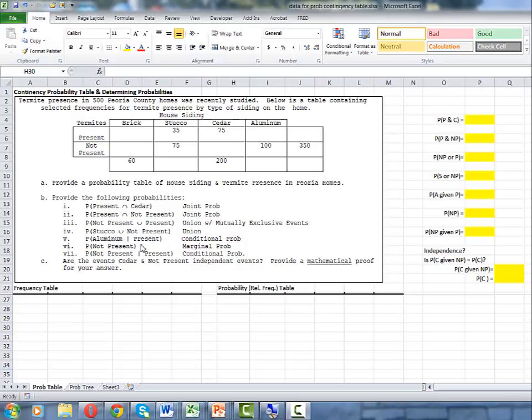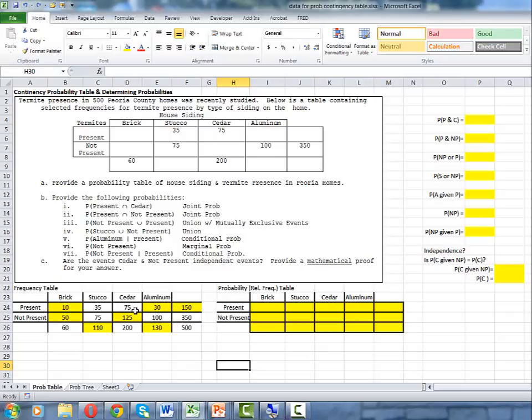And so we construct a contingency table. We found that 75 homes were cedar and that there were termites present in those 75 homes. And there were 200 total cedar homes. So you can tell then that 125 did not have. So we can finish that table out. And that's our first job then, is to take these partial numbers, this partial information here, and complete the table, which I've done at the bottom here.